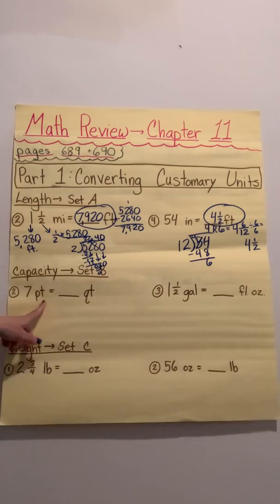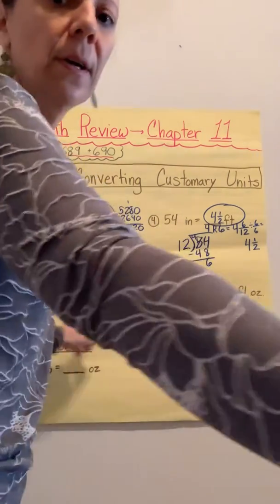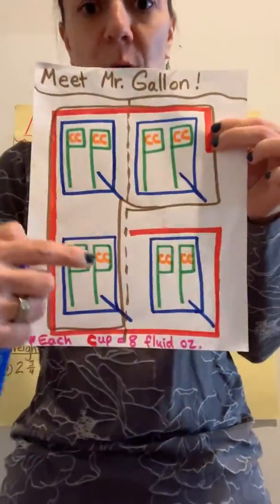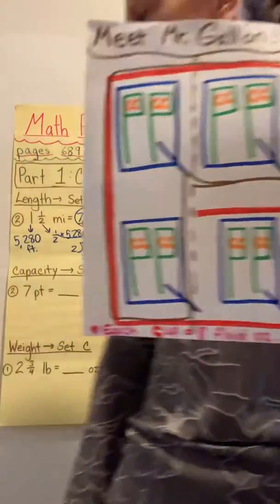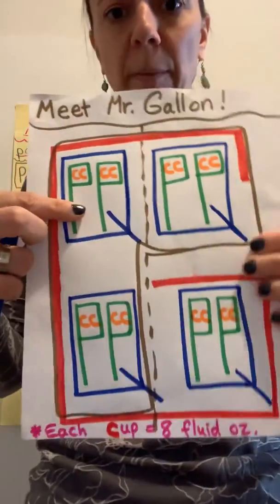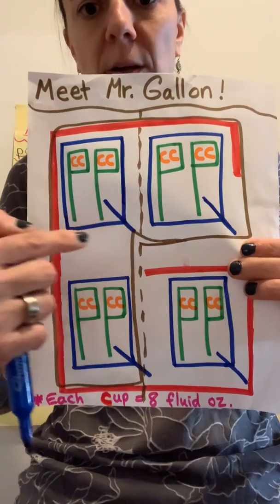Well, I know pints is smaller than quarts. Oh, don't worry, I still have Mr. Gallon. He's a little marked up now, but he still works. So this might be a quick and easy way to help me with this situation. 7 pints is how many quarts? Well, if I look at my pints, if I have 7 of them, that's 1 quart.